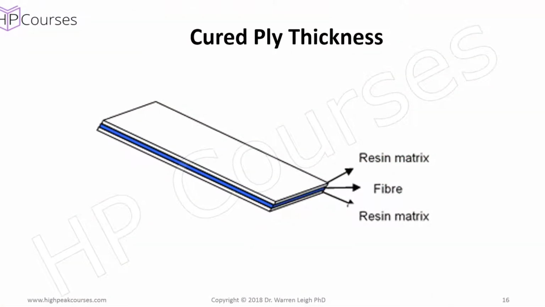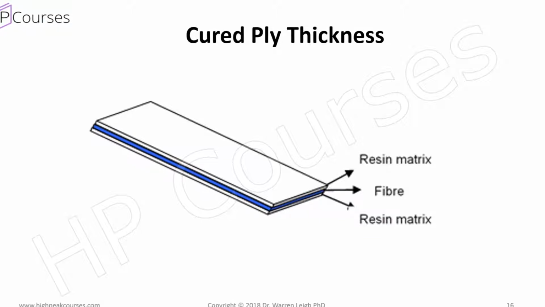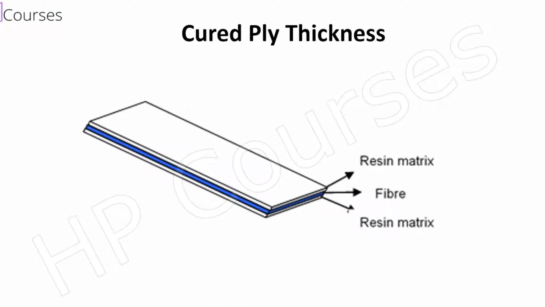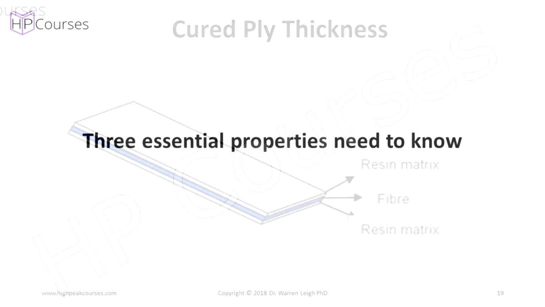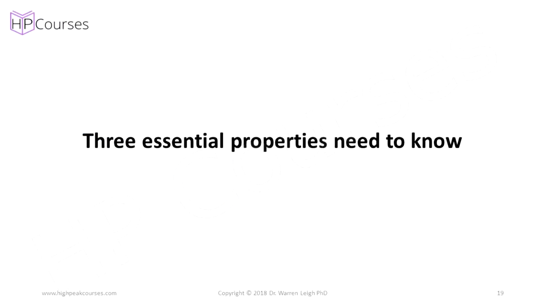So what is the combined thickness when the fabric and the resin form a composite? How is this thickness determined? And what do I need to know to do this calculation? To determine the thickness of a laid down composite ply, we need to know the value of three properties related to the composite material.